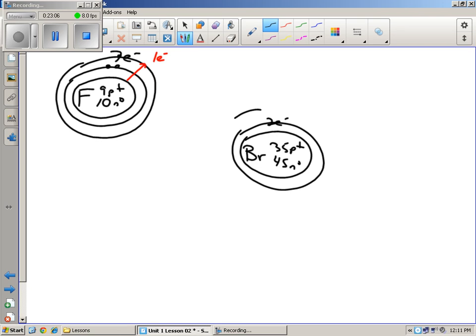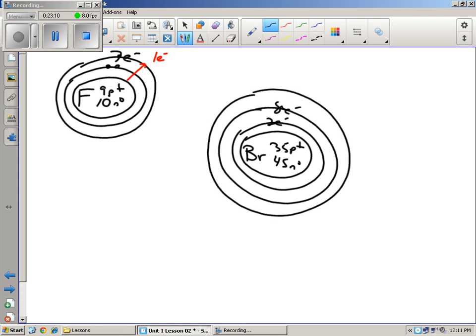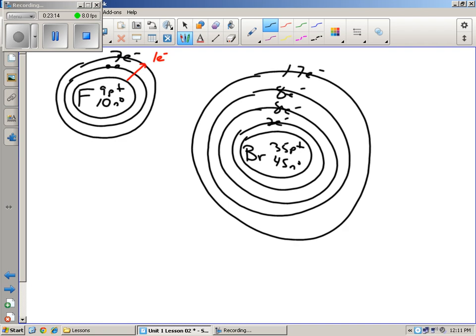We got 2, we get 8, 8, and 17, I believe. Okay, 2, 8, 8, all the way across would be 18, so 1 before is 17.